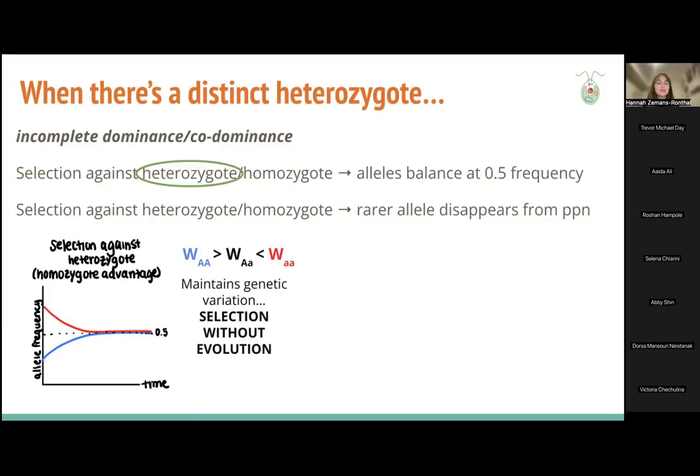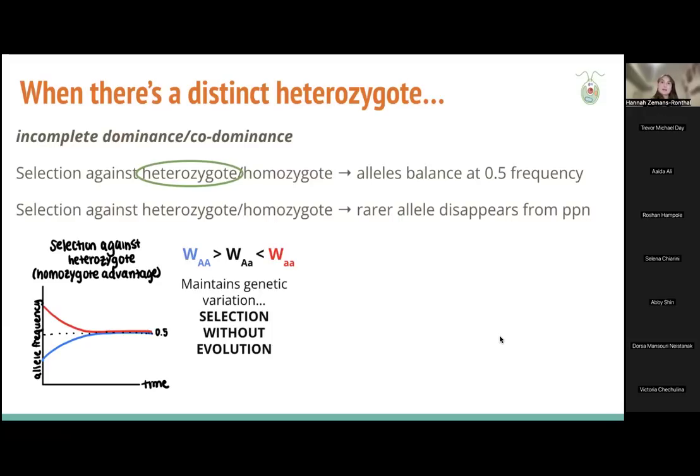This is an example of selection without evolution because at this point where they've balanced out, so where they're both at 0.5, technically we're still selecting against the heterozygote, which means there is selection present, but there is no evolution present because the frequency of alleles is not changing, and that's the definition of evolution.